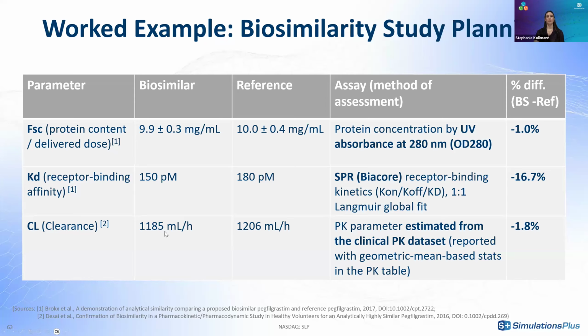And for clearance, the value here is taken from the clinical data set in the second paper, reported as a geometric mean based on PK summary statistics, resulting in a minus 1.8% difference. So ideally, this step would rely only on the CAA derived inputs. Here we have to assume basically a preliminary PK data that were available to support clearance estimate for both products.